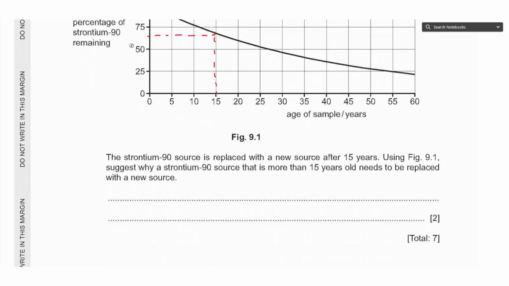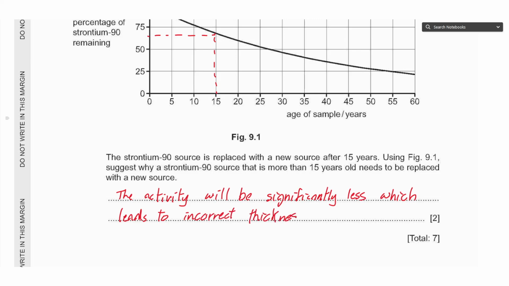Usually when a smaller number of beta particles can pass through, that means that the thickness of the sheet is greater than usual. But now it is just due to the source losing most of its nuclides that are emitting beta particles, not due to the thickness of the sheet. So we say that the activity will be significantly less, which leads to incorrect thickness measurement.